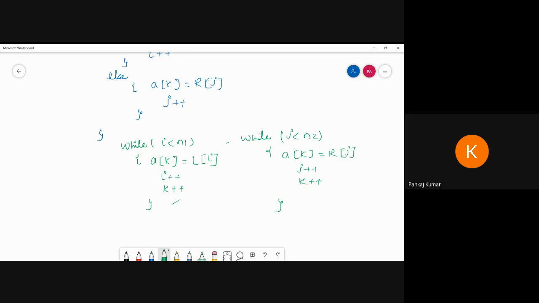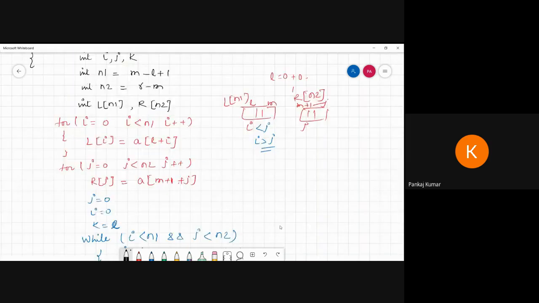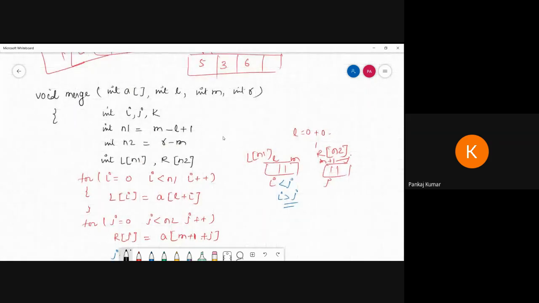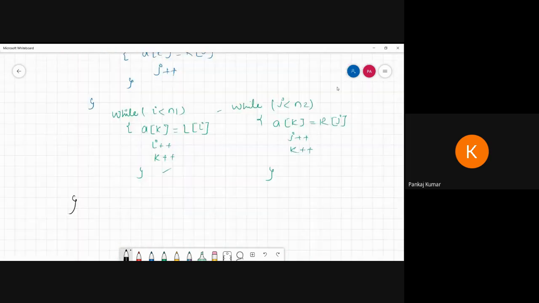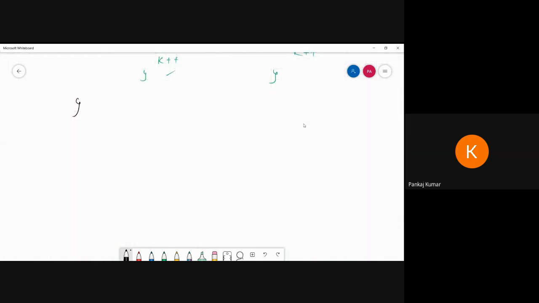Okay, now this is all for merging, and after this we have to end the for loop. Whatever I am writing is inside this function. After writing all this, I have to mention the next step.